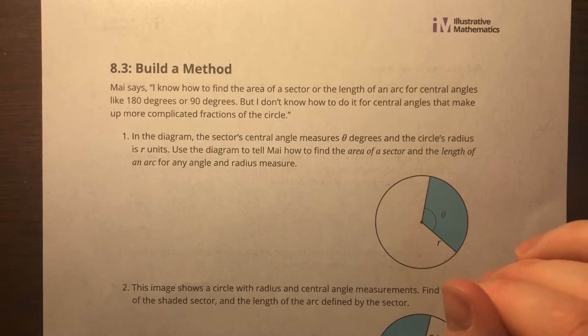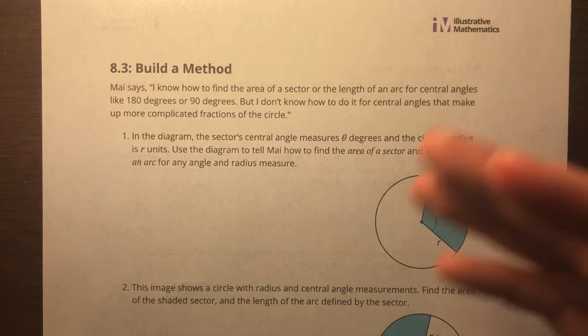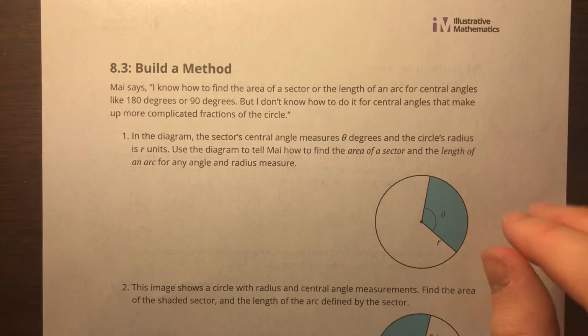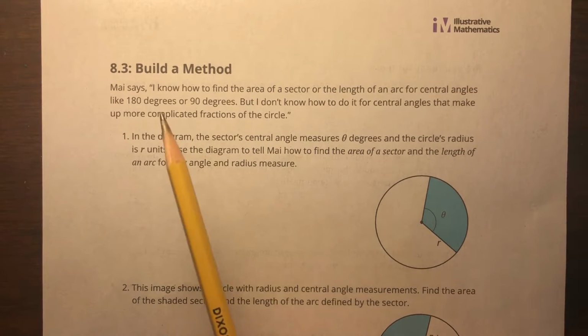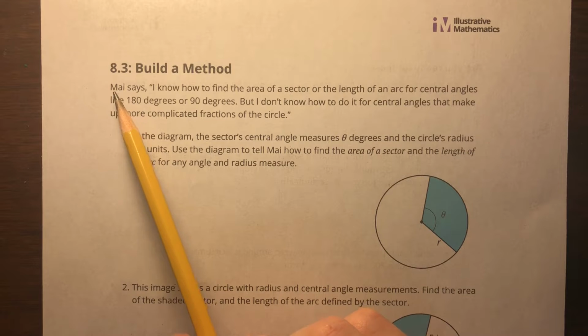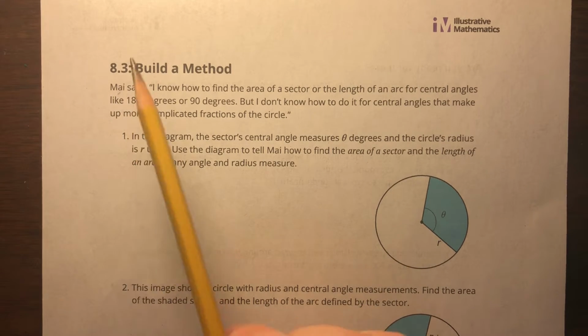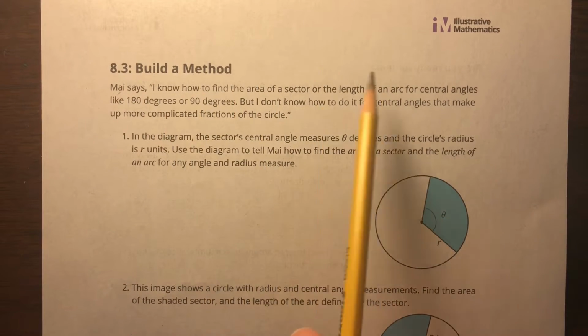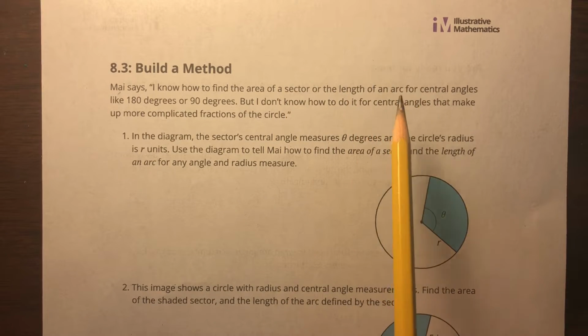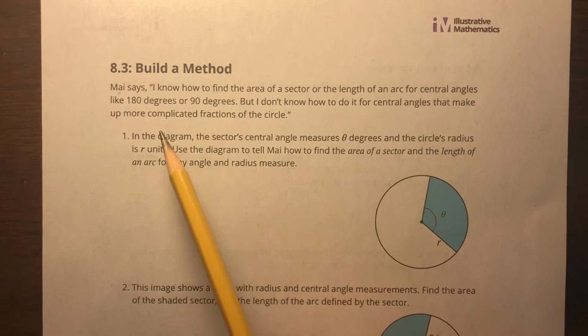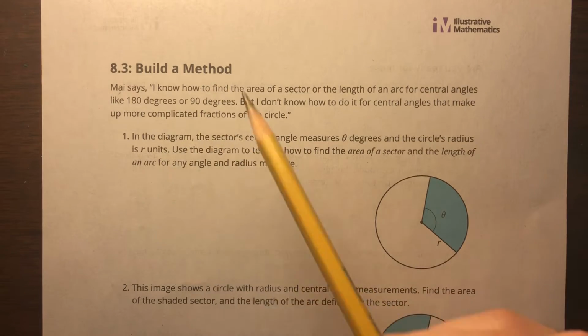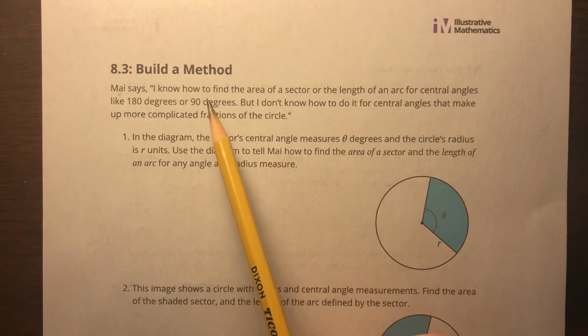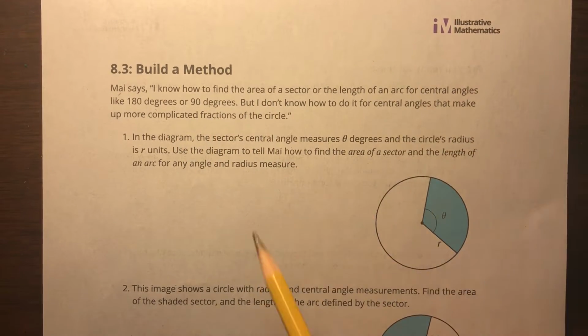8.3, build a method. So finally, we're going to try and create a general formula for these sorts of problems. Maya says, I know how to find the area of a sector, or the length of an arc, for central angles like 180 degrees or 90 degrees. Like we said, 180 was just half, 90 was a quarter. So that was pretty quick.